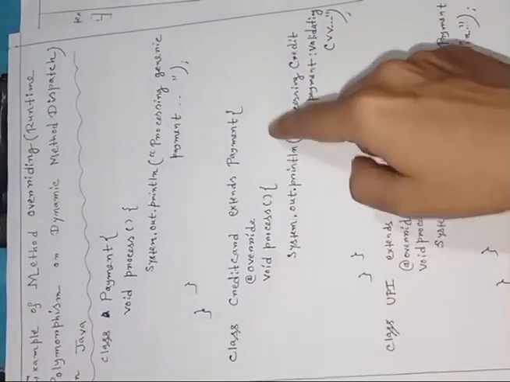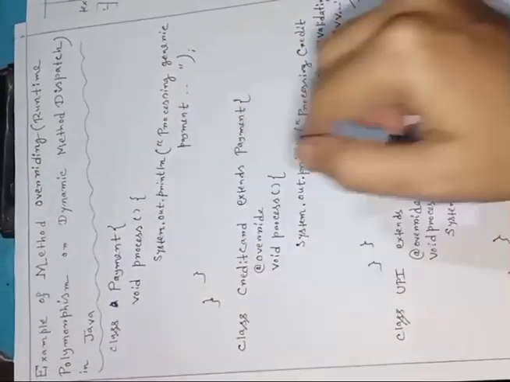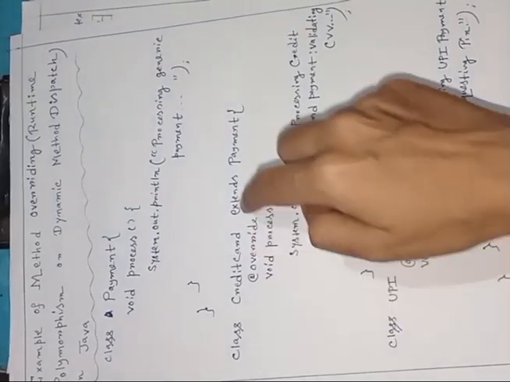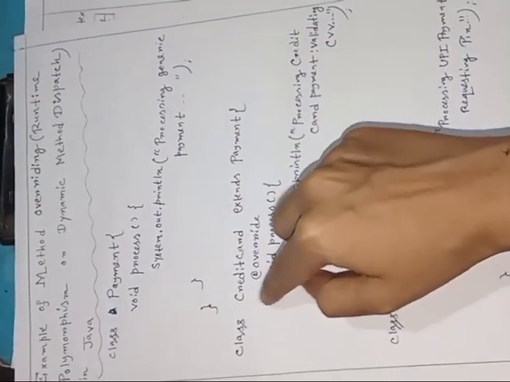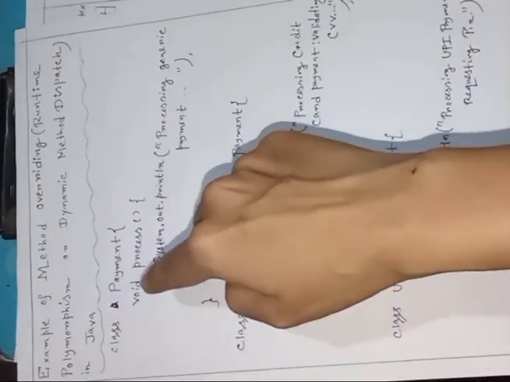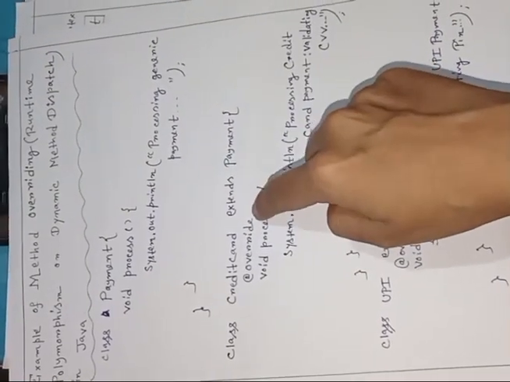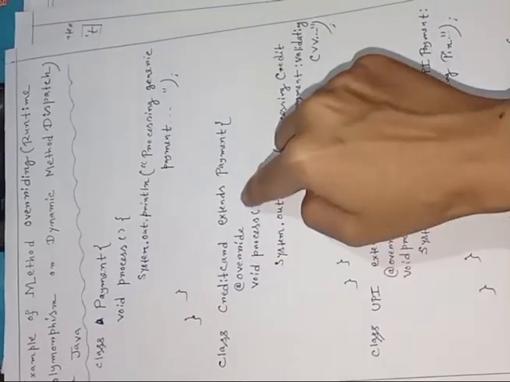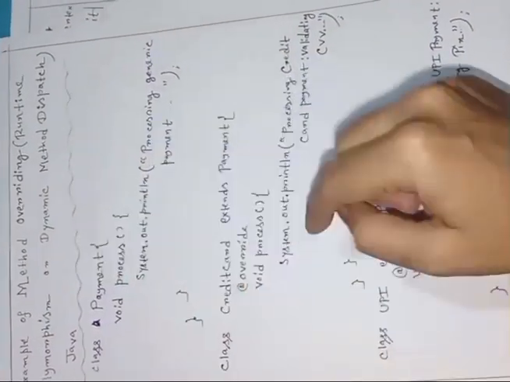Now I have created two subclasses or two children classes of this parent class Payment. First subclass is CreditCard. Class CreditCard extends Payment, which means this child class is inheriting all the methods of its parent class Payment by this keyword extends. So the inheritance property is obtained by this keyword extends, and it inherits all the properties of its parent class Payment.